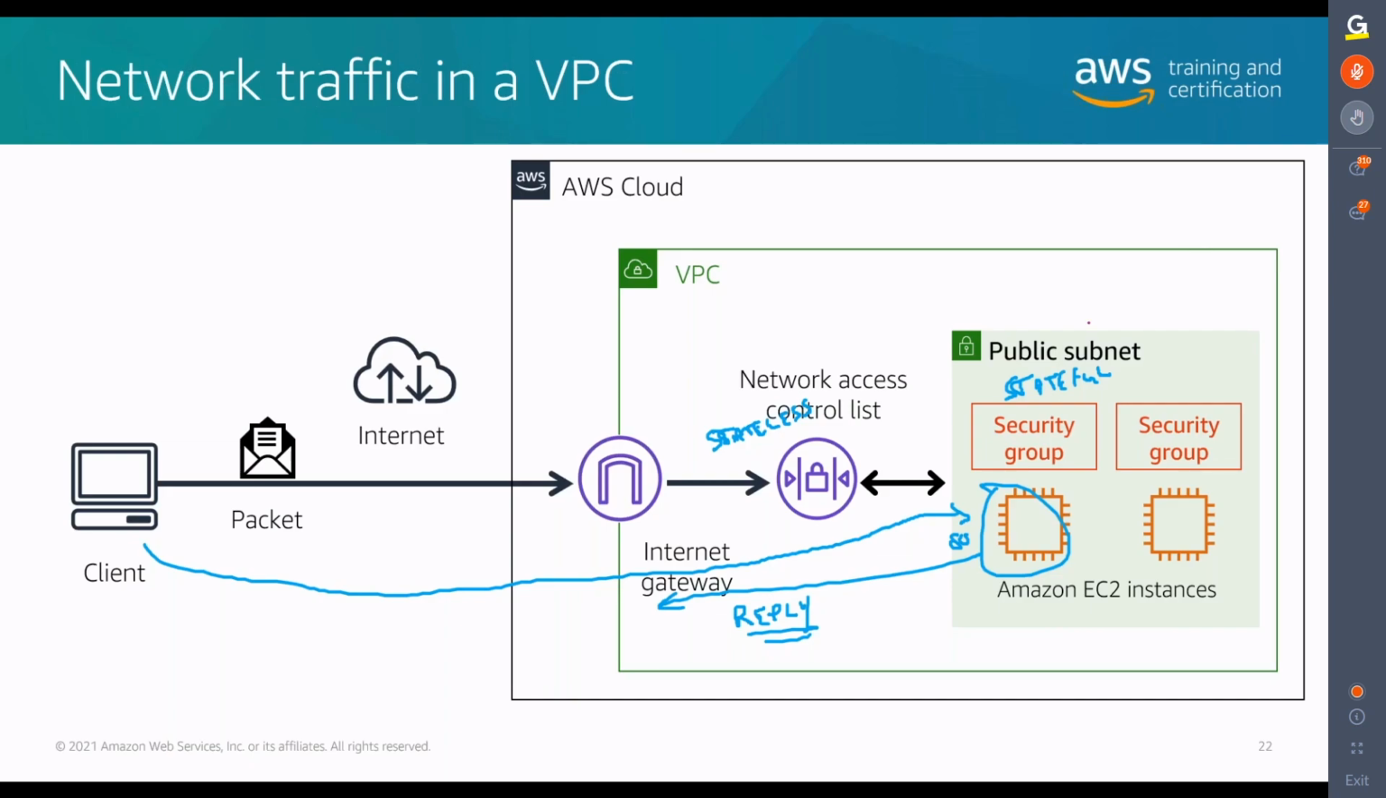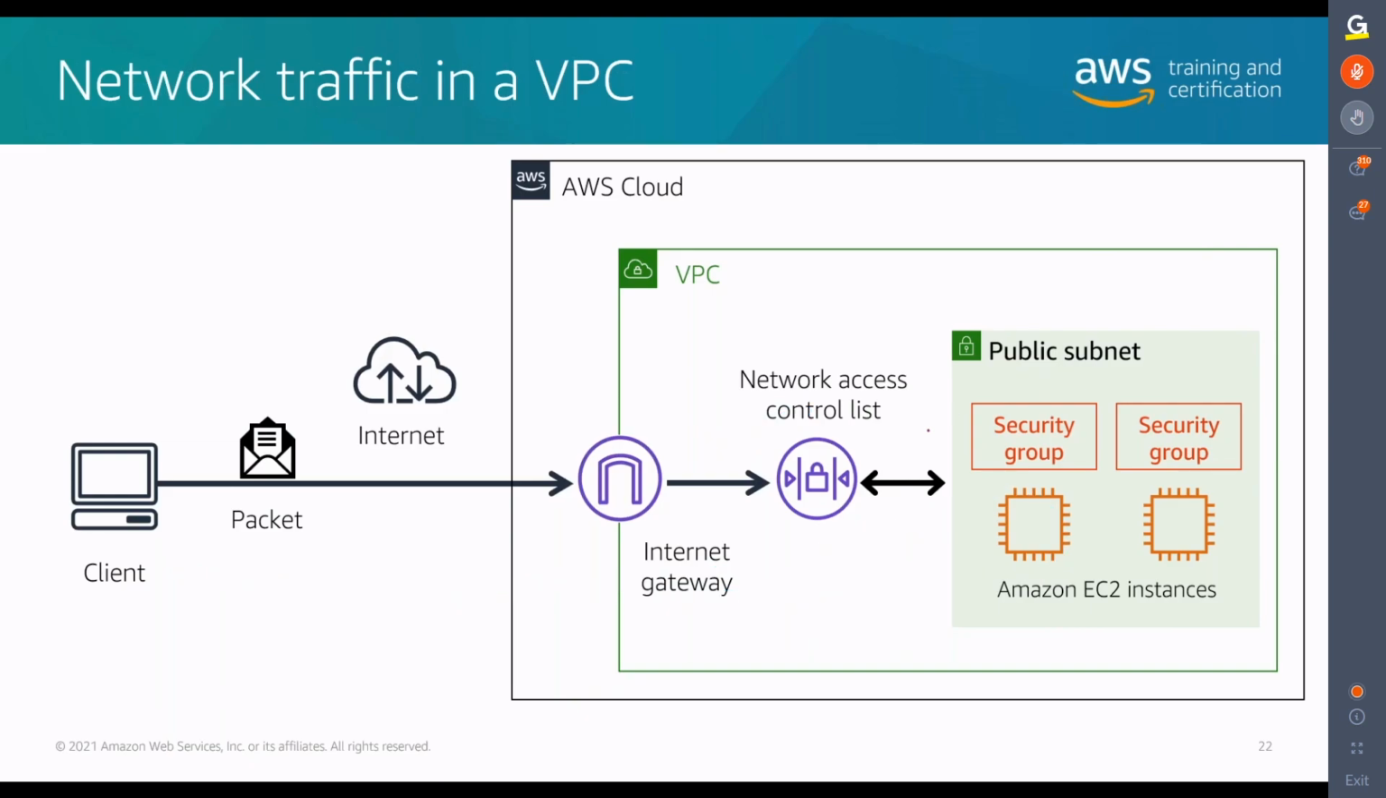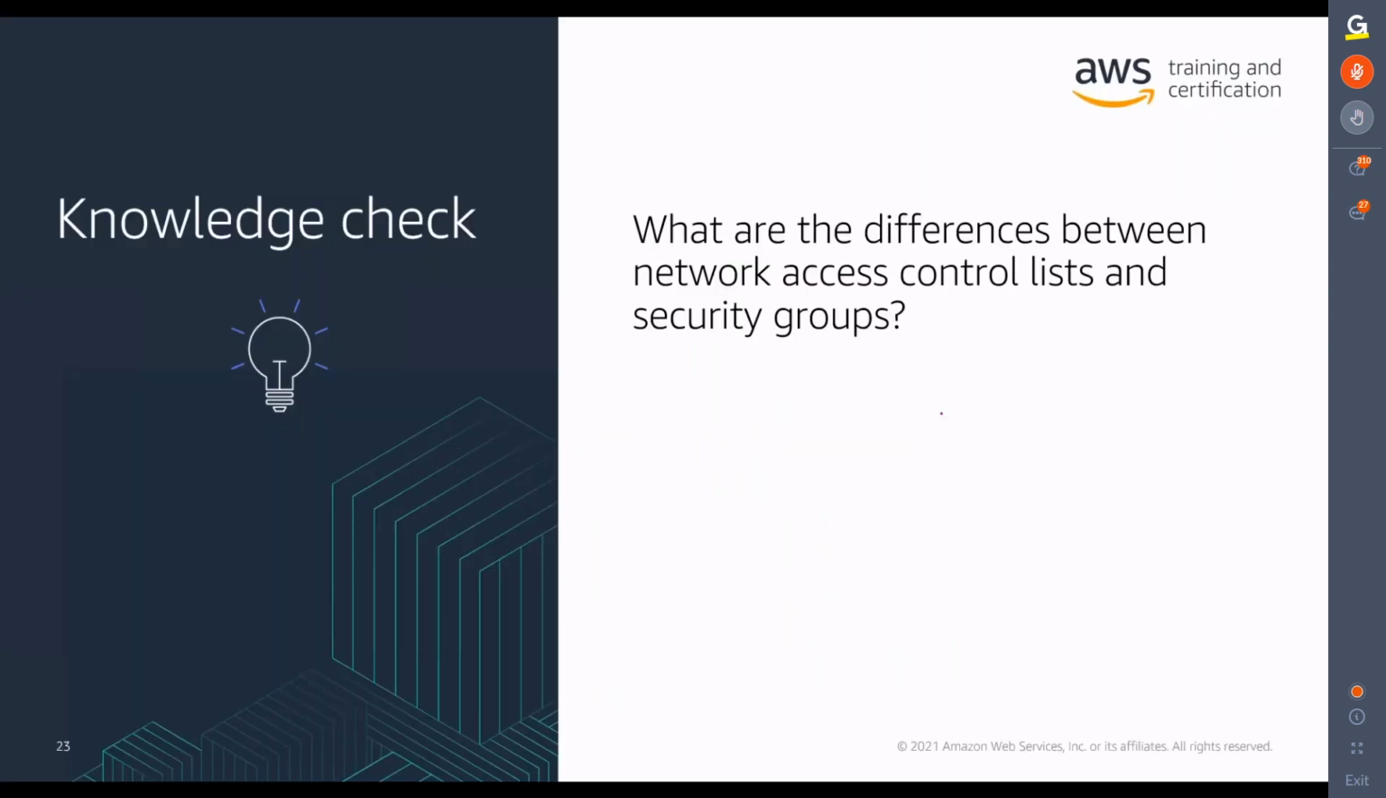All right, so we just covered two big differences between network access control lists and security groups. One is assigned to subnets, that would be the network access control list. Security groups are assigned to individual servers. Network access control lists are stateless. They don't automatically know to allow reply traffic out. You have to explicitly allow the reply traffic out. While security groups do automatically let the reply traffic out, and we call that stateful.